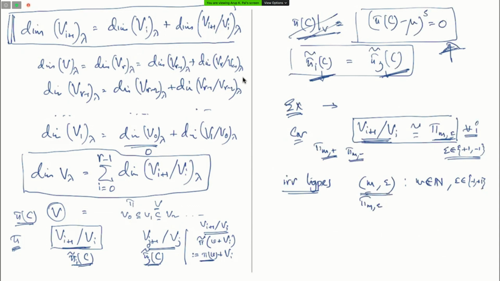So here, all these irreducibles will be of the same type. Okay. So now going back to that equality, what we get is that this V_(i+1) over V_i, we can replace it by one single type of irreducible.